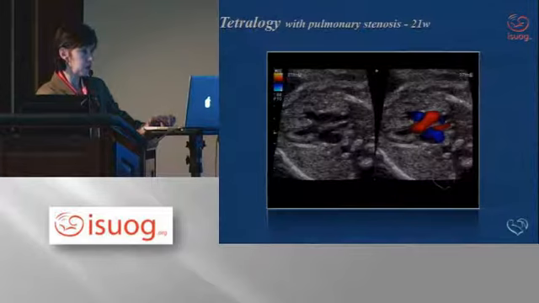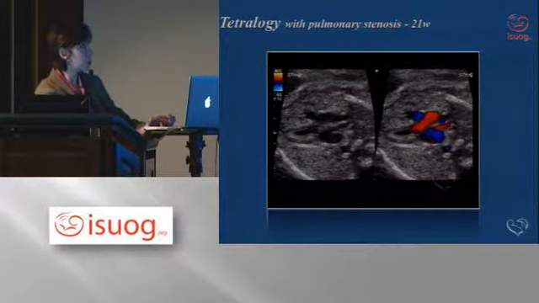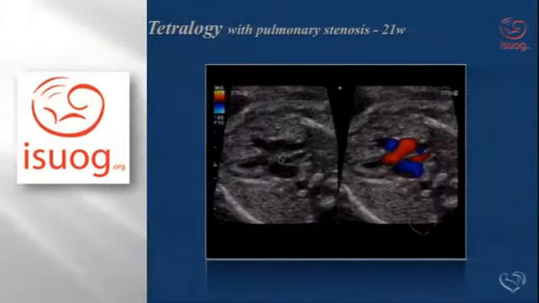So if we start with tetralogy and pulmonary stenosis, we have here a composite clip where we have the two ventricles, a large ventricular septal defect, a vessel overriding the septum, and really from here alone you wouldn't be able to say, well, this is an overriding aorta. It could well have been a trunk. So we need to demonstrate that this is the aorta, either by showing the arch from there or by showing a second vessel in a normal relationship.